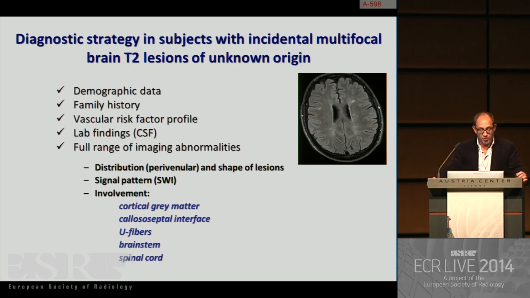So which is the diagnostic strategy that we have to apply in our clinical practice whenever we see a patient with focal white matter lesions, and we consider the possibility that we are dealing with a radiologically isolated syndrome? Obviously, we have to consider demographic data, clinical data, lab findings, as I mentioned before, and also, obviously, we are radiologists. We have to consider the full range of imaging abnormalities that can help us to make a confident diagnosis of a demyelinating lesion. We have to consider the distribution of the lesions, the shape of the lesions, the signal pattern, and the involvement of specific structures that will help us to make a differential diagnosis between MS-like lesions and other types of lesions.